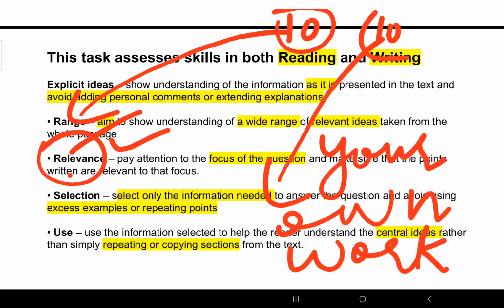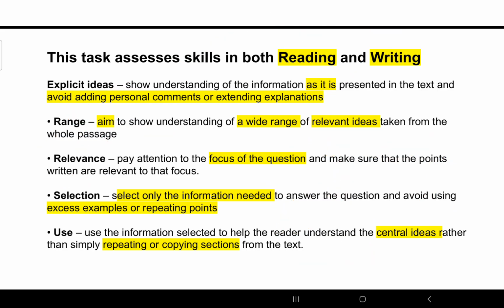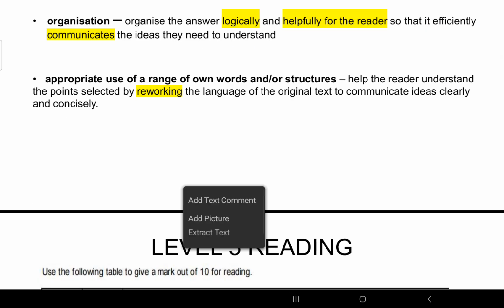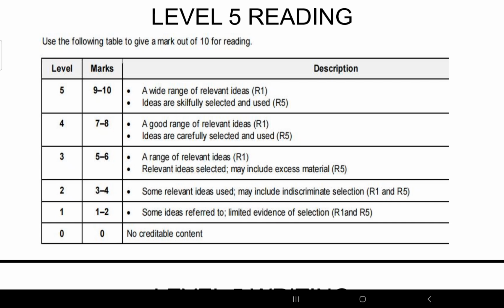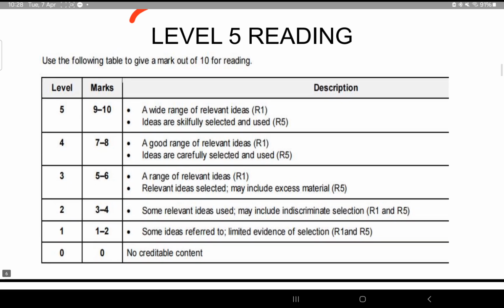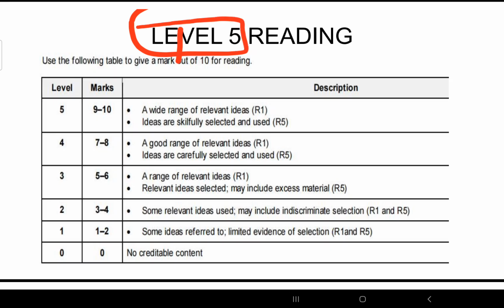I'm not explaining all the rest of the points because for me the key is relevance and then your own words. Then organization. I told you that you are going to write it in your own words. If you want to get 20 marks for your summary task, including 10 in reading, you need to reach level 5 of reading. And what is level 5 of reading? This is where you can get 9 or 10 marks.